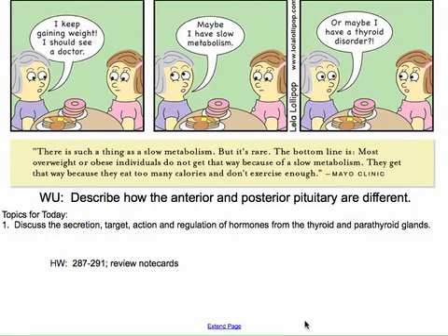Hi everyone. Today we're going to be looking at, we looked at the anterior and posterior pituitary with the last lecture. Now we're going to look at the thyroid and parathyroid glands. So we're going to look and see what hormones are secreted by these glands and what they do.